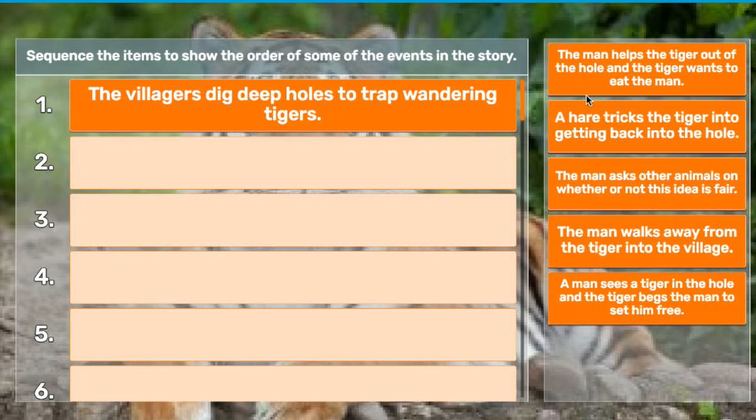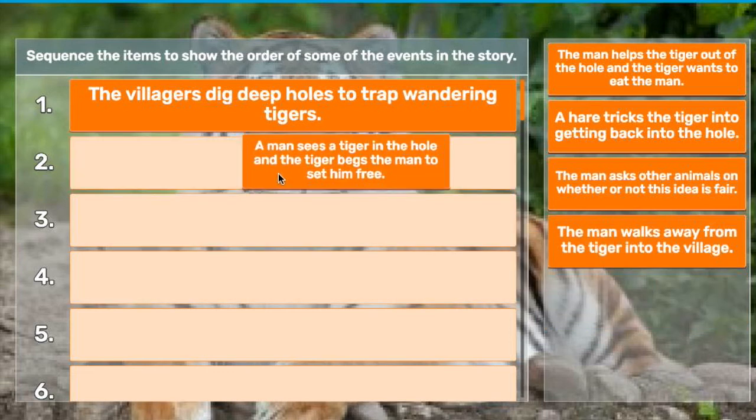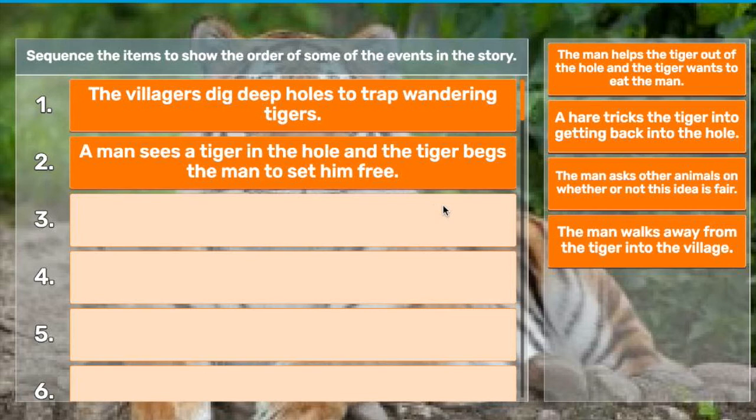Now, I know that the man helps the tiger out of the hole and he wants to eat him. That's in the middle, so I'm going to see if there's any more beginning events that happen. So this one right here, a man sees a tiger in the hole and the tiger begs the man to set him free. That also happens in the beginning. So I think this is the second event that happens in our story. Now, those are the two events that happen in the beginning.